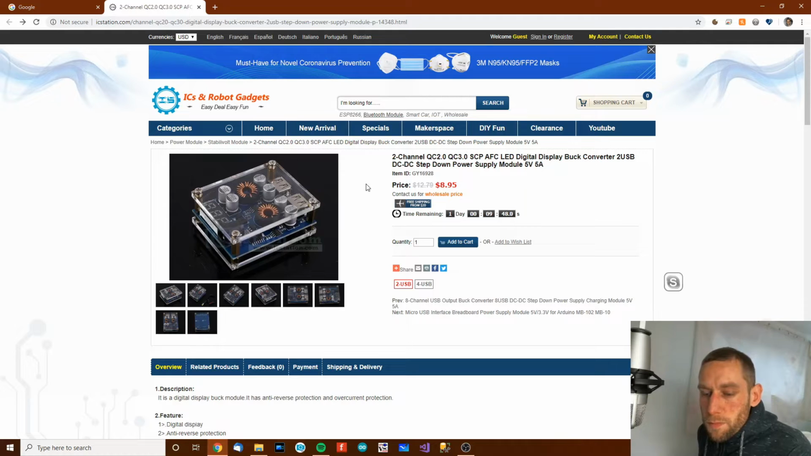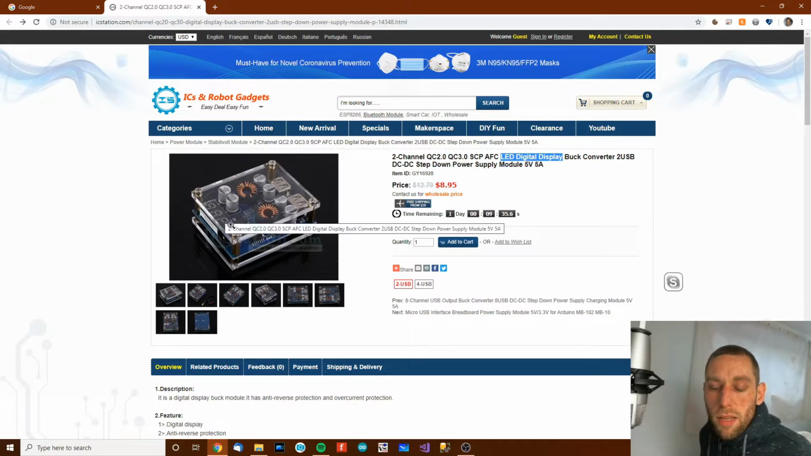Okay, so what is it? It's two channel, so it's two USBs. SCP, I don't know what that is, AFC, I'm not sure what that is. LED digital display, so that's obviously this thing here, which shows the voltage, presumably the input voltage, because the output voltage should always be 5 volts.